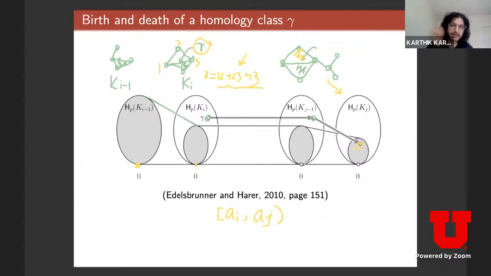Is that like the null set? What's that? Is that the null set? Is it saying that? No. Zero is not. Zero is just an element in this group.